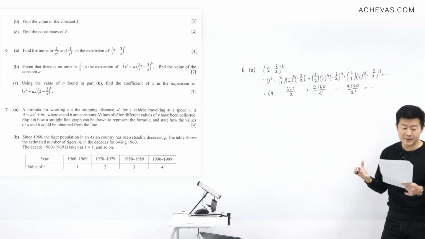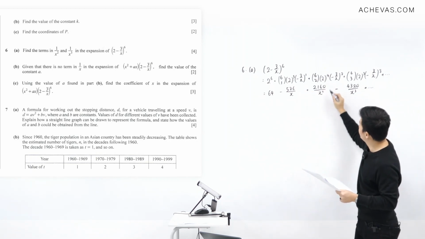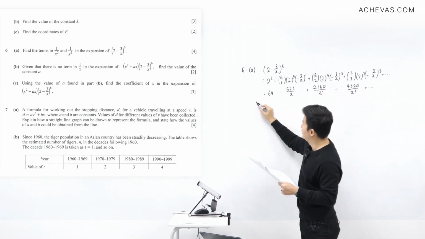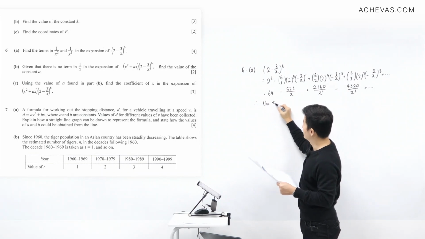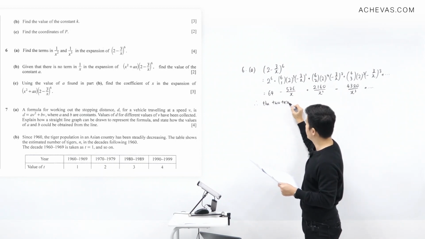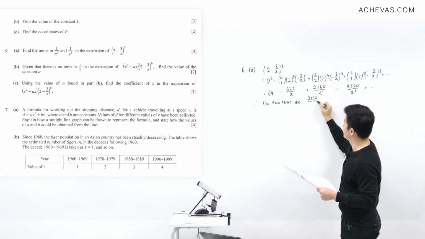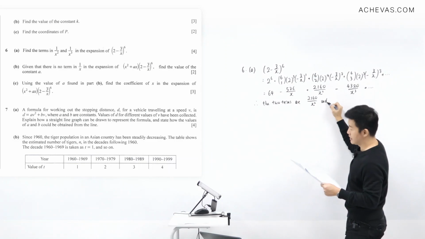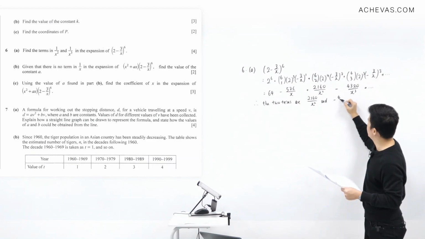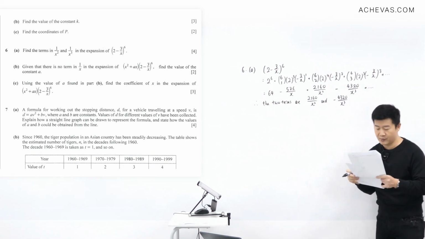So what are the two terms that the question is asking for? They are asking for this term and this term. So let me write it down. Therefore, the two terms that are required by the question are going to be this 2160 over x squared, and the other term is this, which is minus 4320 over x to the power of 3.